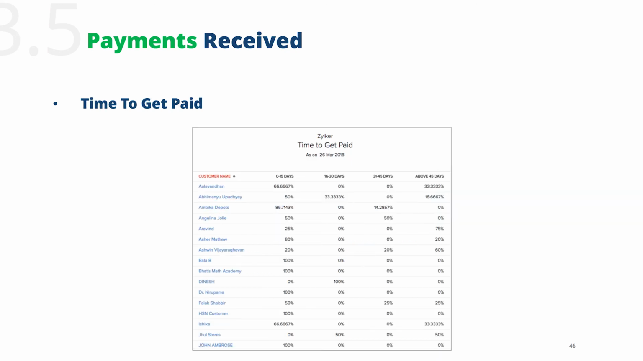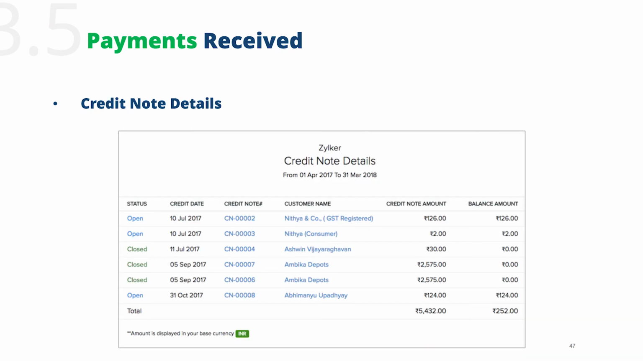The time to get paid report is an interesting one where we might have given the advantage of paying in installments to our customers. Hence, this report shows the various customers and their time for payment and the percentage to be paid within a particular period of time.